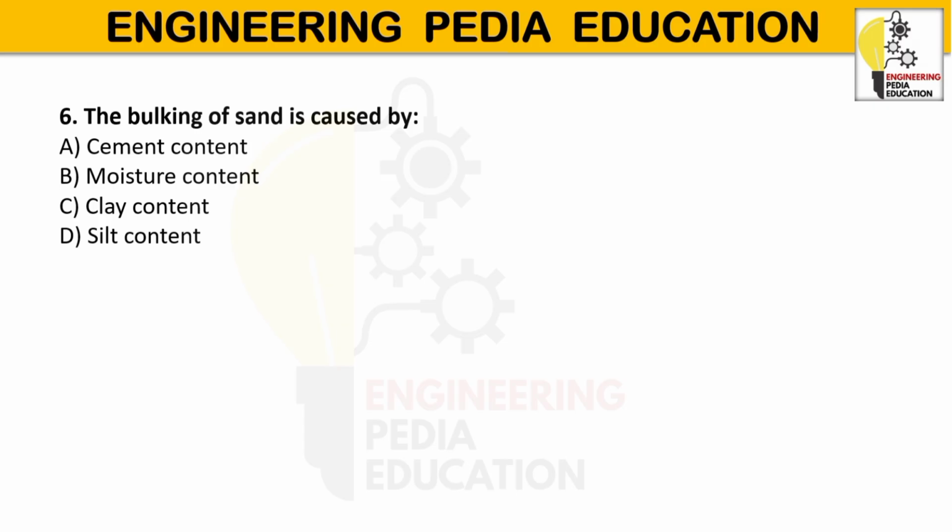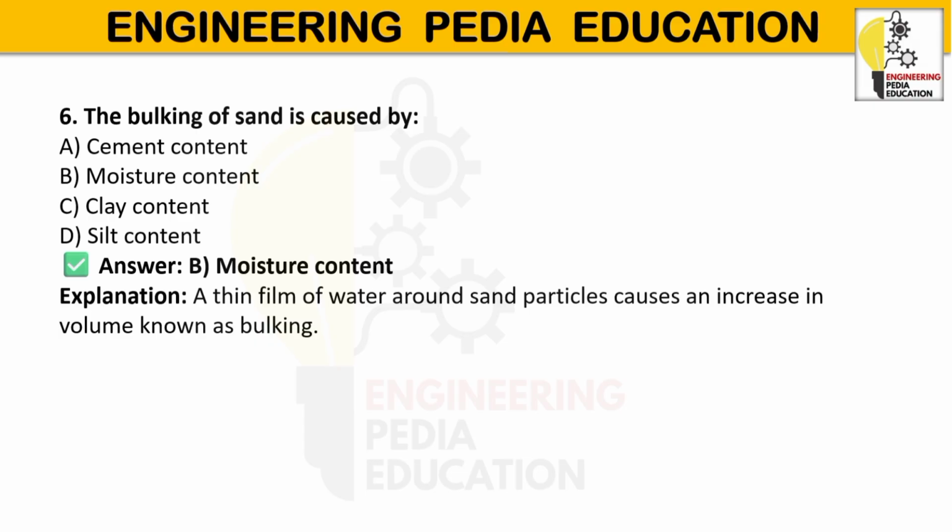The bulking of sand is caused by cement content, moisture content, clay content, or silt content. So the bulking of sand is caused by moisture content. A thin film of water around sand particles causes an increase in volume known as bulking. What is bulking? Bulking of sand is the increase in volume of sand due to the presence of moisture around sand particles. It causes a thin film of water to form around sand particles, pushing them apart and increasing the apparent volume.